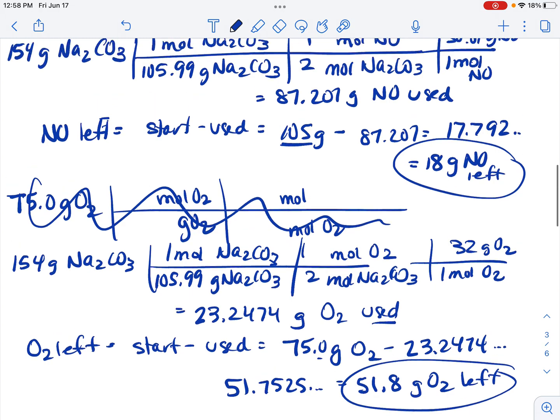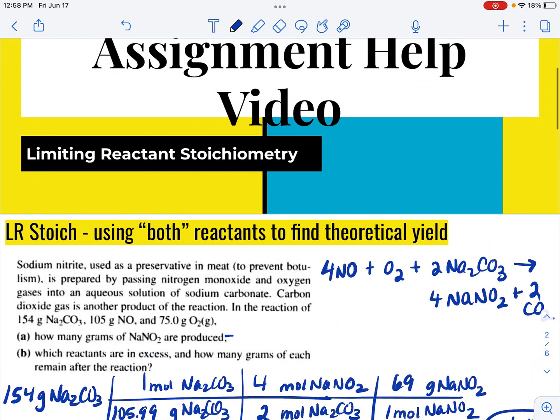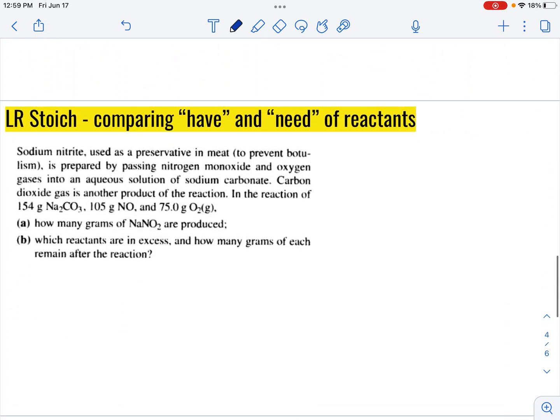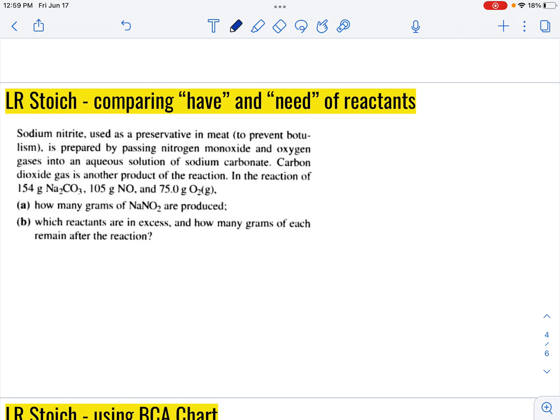So this is one way to answer all of their questions. This is using both reactants to figure out which one's limiting, and then using the limiting reactant to go from there. So that's one way. Let's switch. Now we're going to do it the compare the have and the need way. Okay?